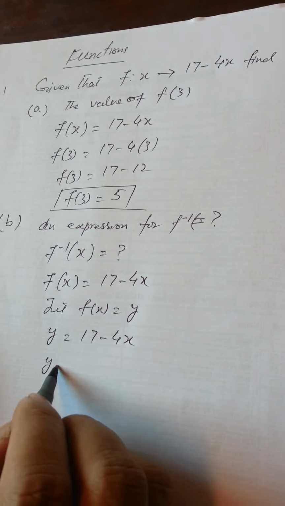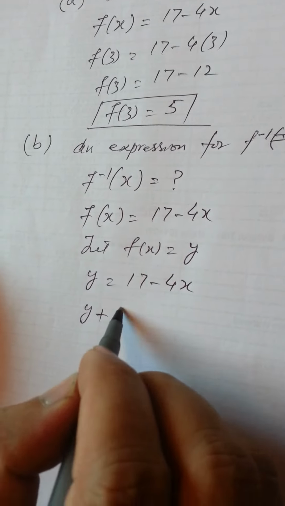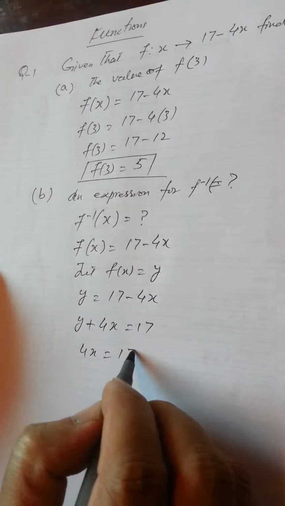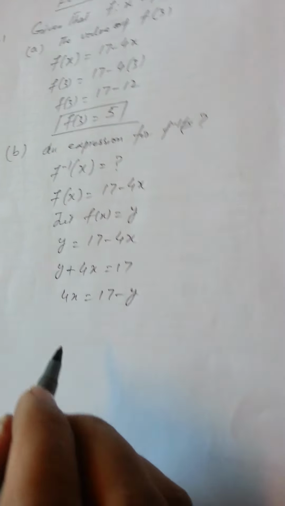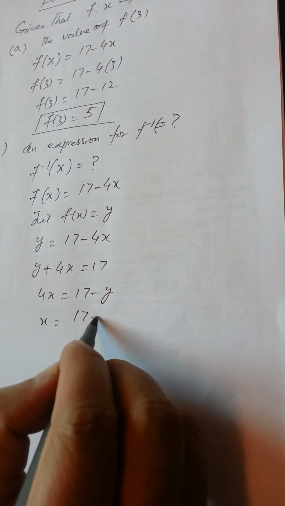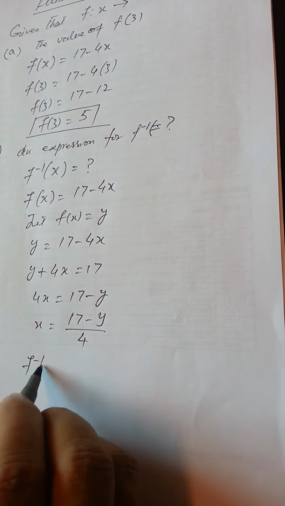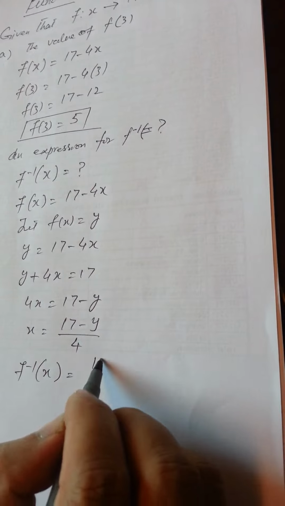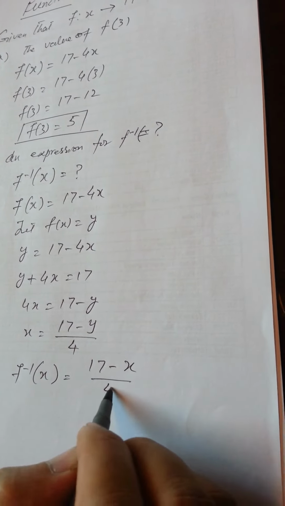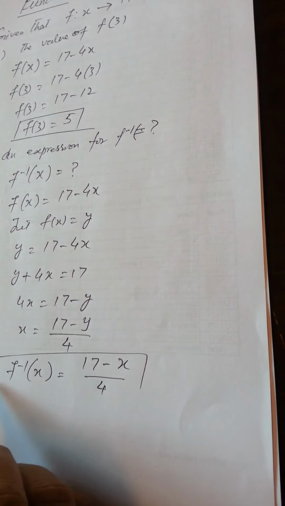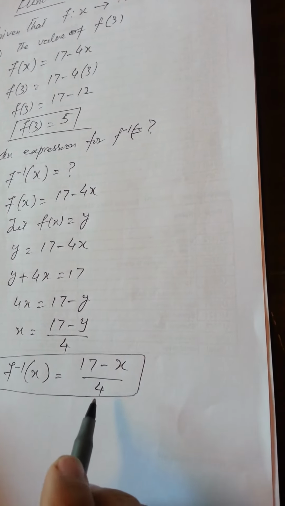Now y plus 4x is equal to 17, and 4x is equal to 17 minus y. So x is equal to (17 minus y) upon 4. Now it is the inverse function. It will be written like this. Now this is the answer because the inverse function was required.